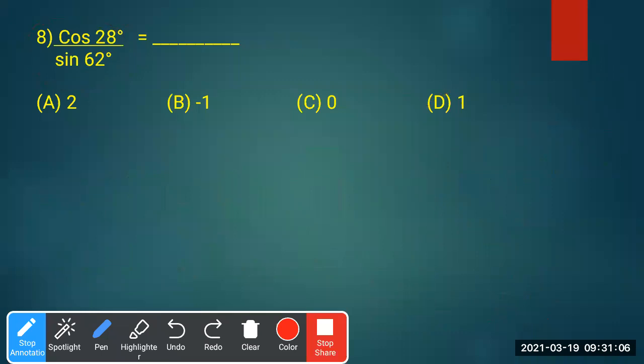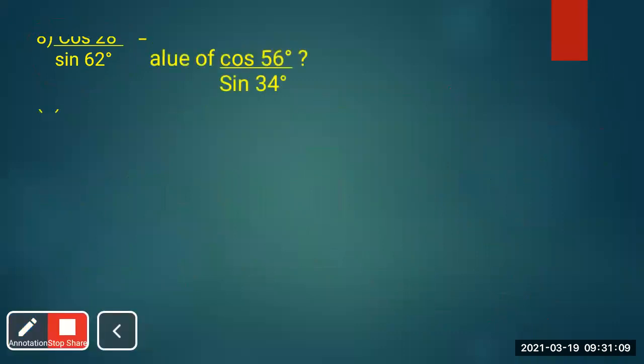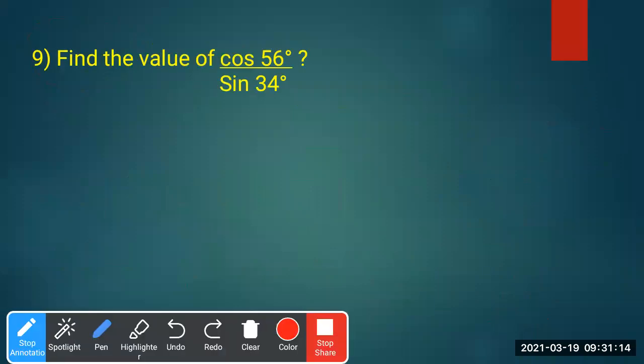Now the next one, let us see. Find the value of cos 56 degree upon sine 34 degree. As I told you, this type of question can be asked as an MCQ or a 2-mark question. Whenever it comes for a 2-mark question, make sure you properly write the trigonometric ratios, that is cos theta is equal to sin 90 minus theta, or sin theta is equal to cos 90 minus theta, whatever you are using.